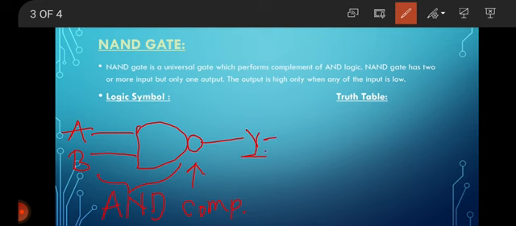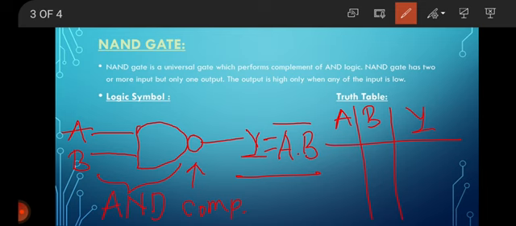So here Boolean expression is, firstly we do AND operation, A into B, and then get complement of this. So this is our Boolean expression of NAND gate. Then truth table of NAND gate is here, A and B our inputs and Y is the output.